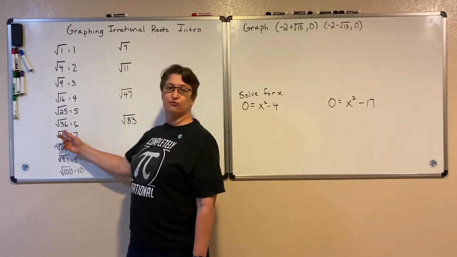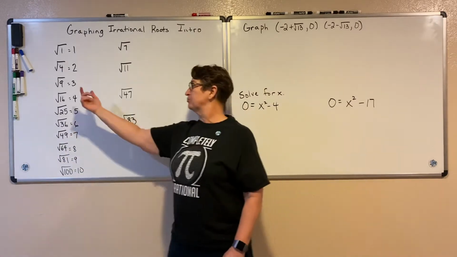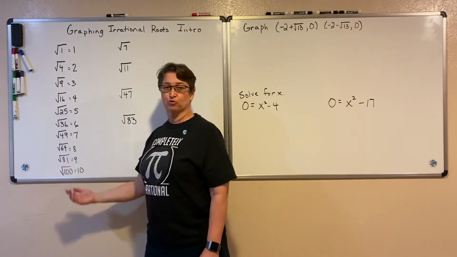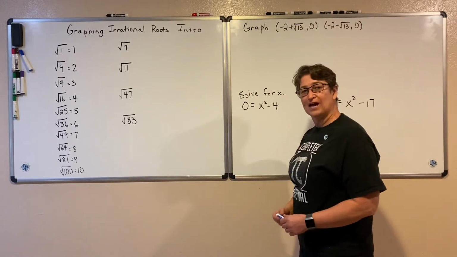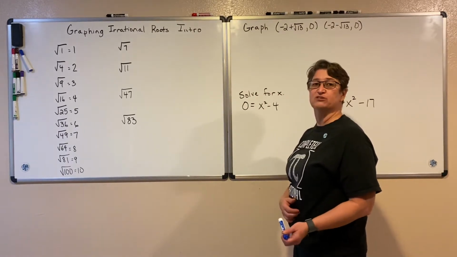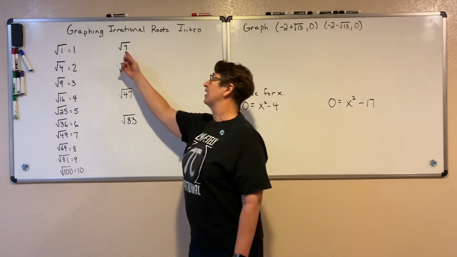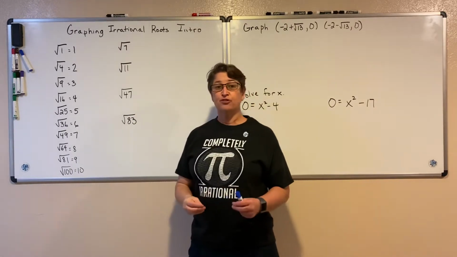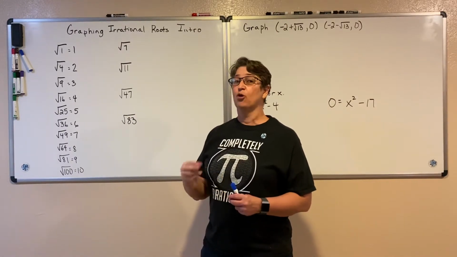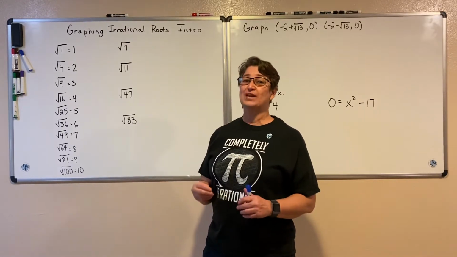What times itself gives you 36? Well, it's 6. And we know those nice perfect squares and what their square roots are. But when we get ready to graph these irrational roots, we're going to end up with some numbers that are not quite so pretty. For instance, we may be looking at the square root of 7. Now the square root of 7, there is a number that it can multiply by itself to get 7. It's just not a pretty number.